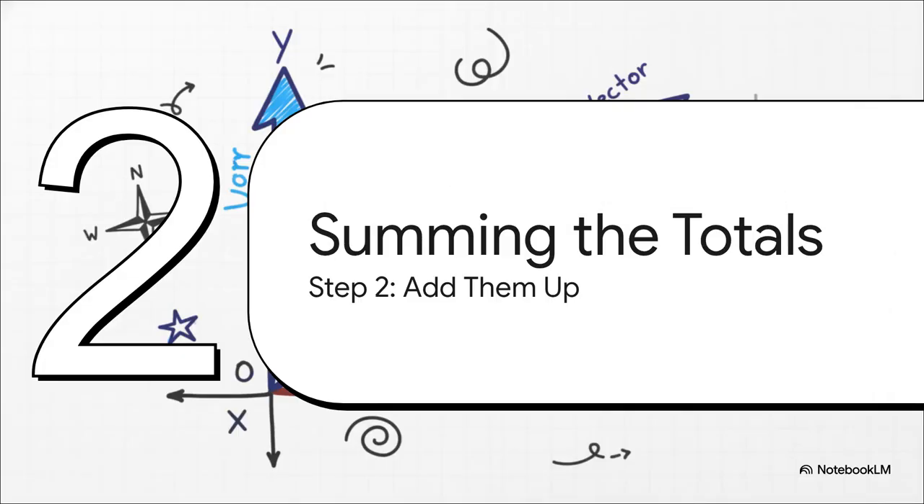And just like that, the hard part is over. Seriously. Now that we have all our vectors neatly broken down into their x and y pieces, step 2 is a piece of cake. It's just simple addition. All we have to do is add up the numbers in each column.